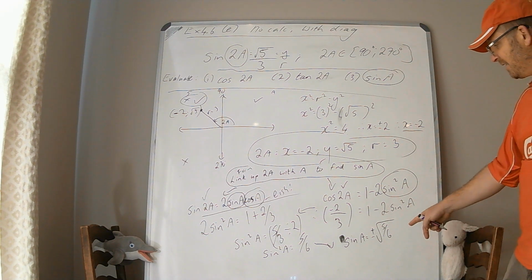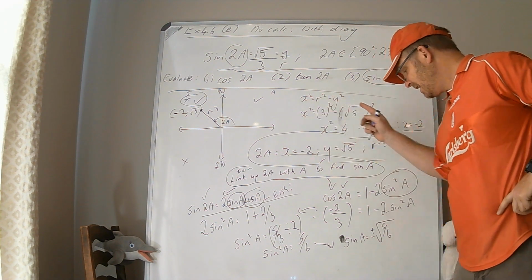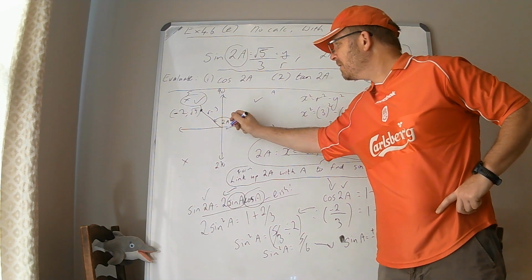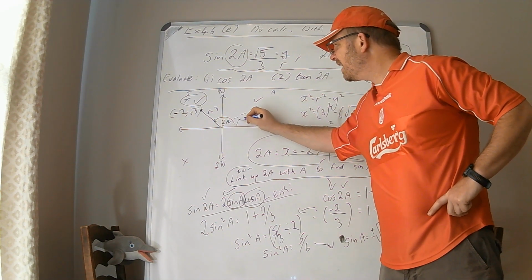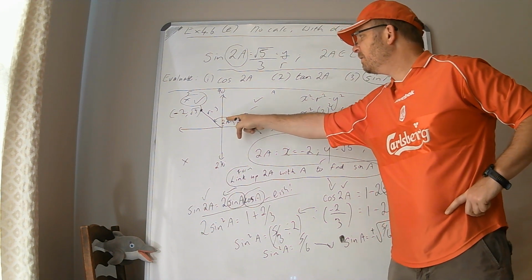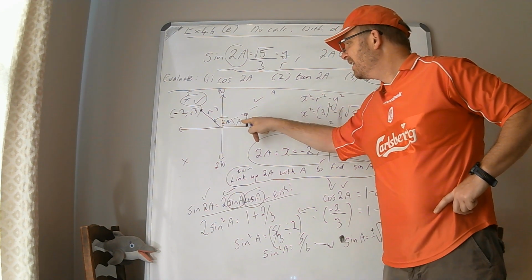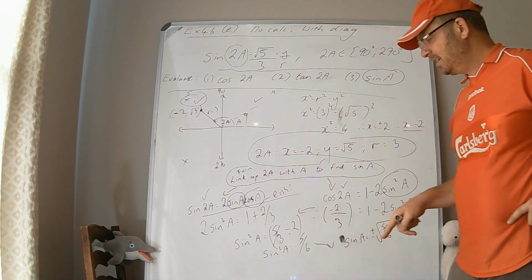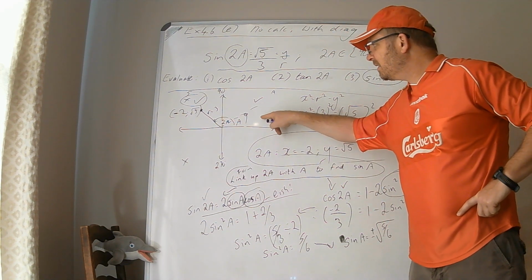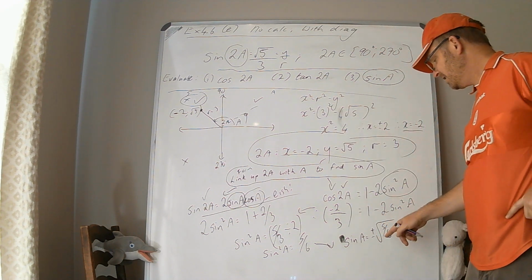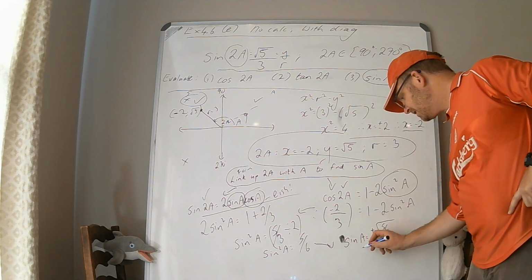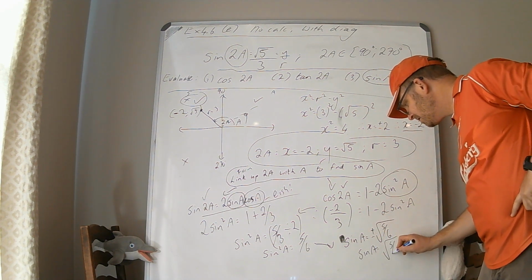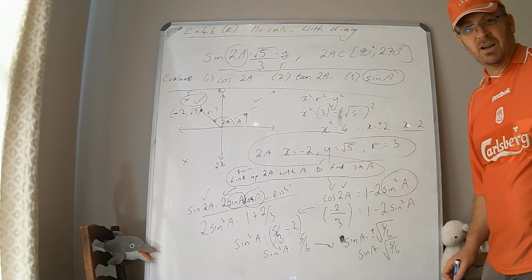But if you look at your diagram, if 2A is over here, then A will be half of 2A. So if 2A was equal to, let's say, 100, A would be 50. If 2A was equal to 120, A would be 60. All that matters is we know that it's in this quadrant over here, where sine is positive. So we know for sure that sine A is equal to positive root 5 over 6.